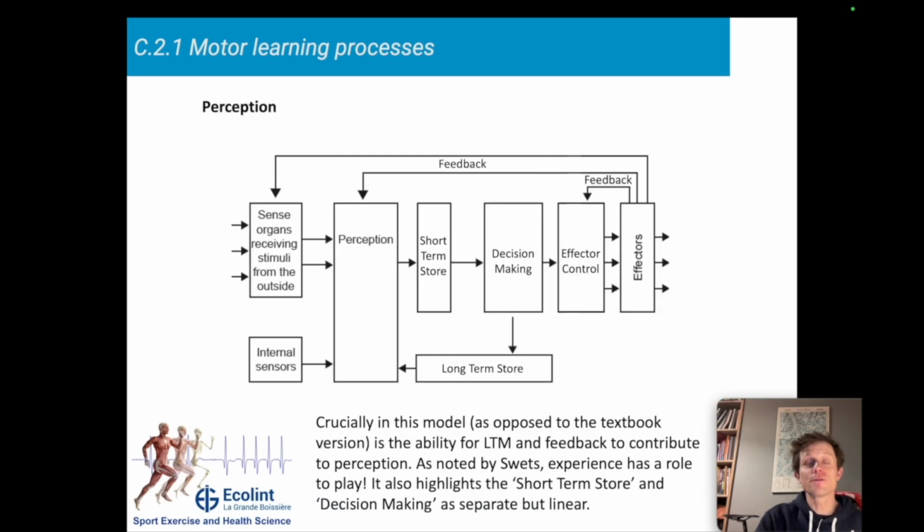If we go back to Welford's information processing model, we can see that there are a number of different elements that feed into perception that are missing from that simplified version we see in the textbook. Crucially, the ability for feedback and the long-term store to influence perception. As we saw from Swets' argument, the idea that experience can play into determining which signal is attended to is really important. This model also highlights the short-term store and decision-making as separate but crucially linear, which again is not the same with the model in the textbook.